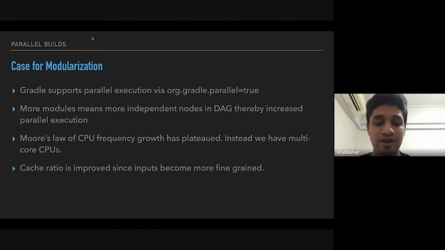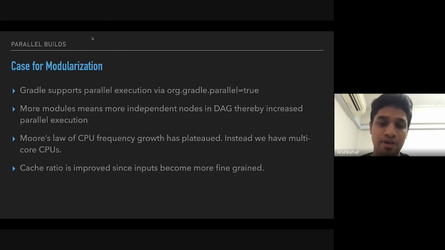a couple of years back, where we were not able to push out faster CPUs, but we were able to push out multi-core CPUs, right? So we were able to offset the stall in frequency by adding more CPUs. What this allows us to do is that when we have multi-core CPUs, we'll be able to execute our DAG in parallel. For example, Gradle determines the number of threads for parallelization based on the number of CPUs. So if you're executing on a powerful multi-core machine, you'll experience faster build time.